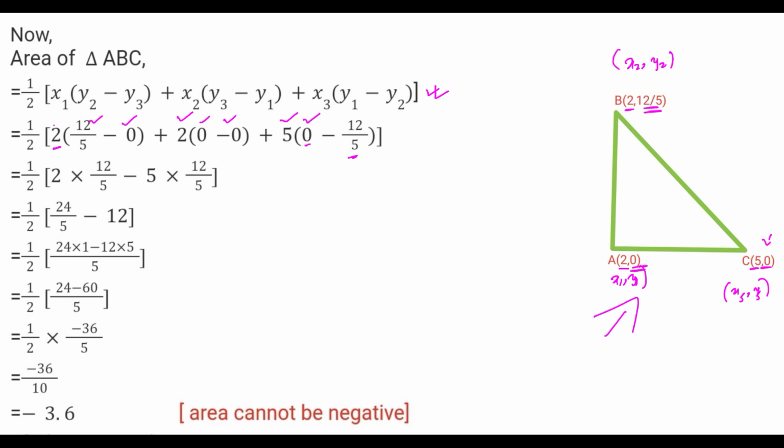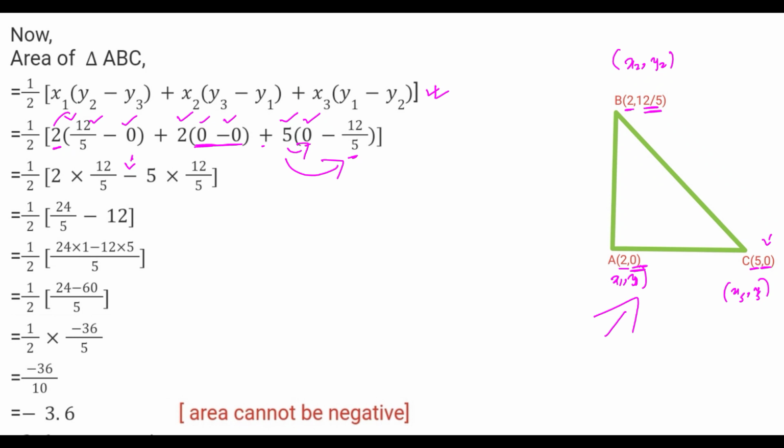Then next we just have to multiply, so 2 into 12 by 5. I'm not going to write that 2 into 0, because when you multiply 2 into 0, the answer is obviously 0, and here both are 0 because 2 into 0 is 0, 2 into 0 is again 0. Even here the first one is 0, so I have not written that part. I'm just writing down the second part here, so plus into minus, then 5 into 12 by 5.